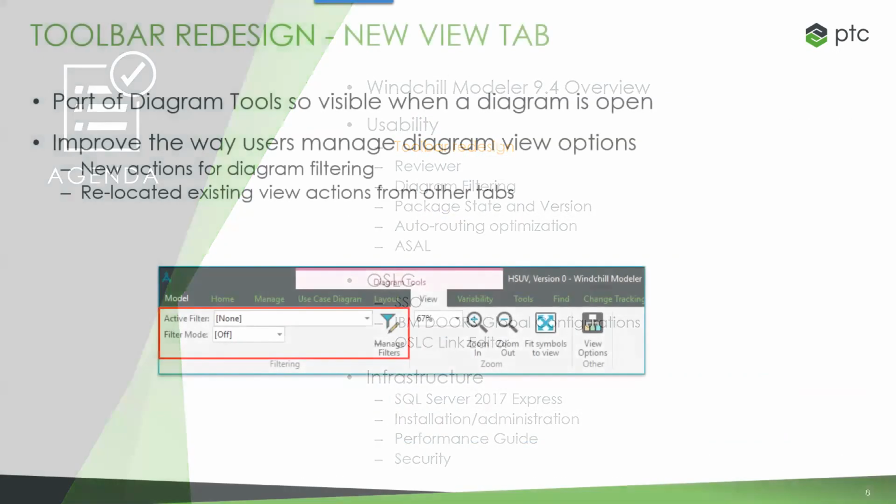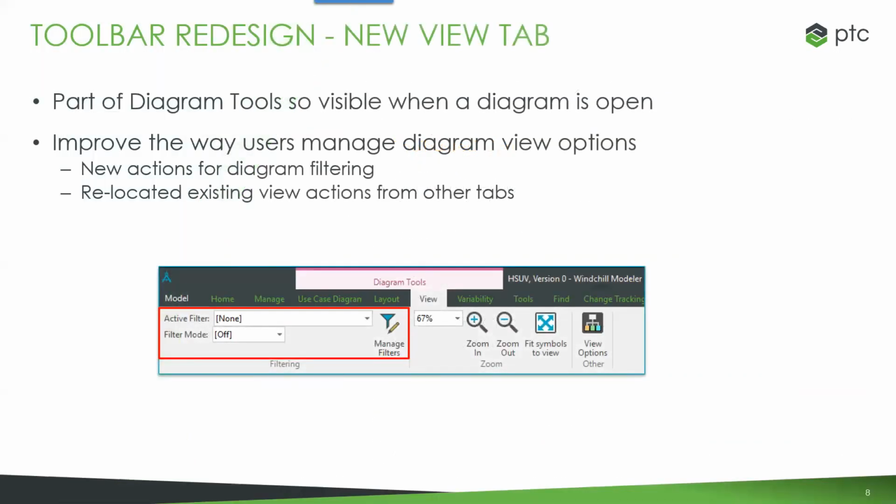Okay, so let's take a look at some of the things. First of all, the toolbar redesign. We have a new toolbar called View that I mentioned a moment ago, and this provides access to our new diagram filtering capability that you can see highlighted here. This is where you can select filters, choose the mode, and go and manage and define a new filter.